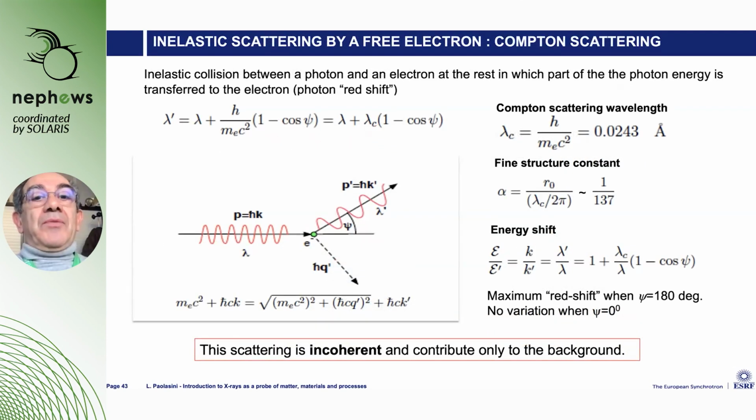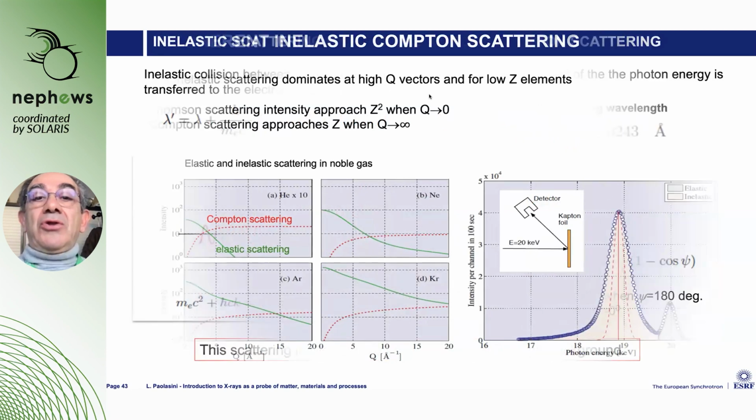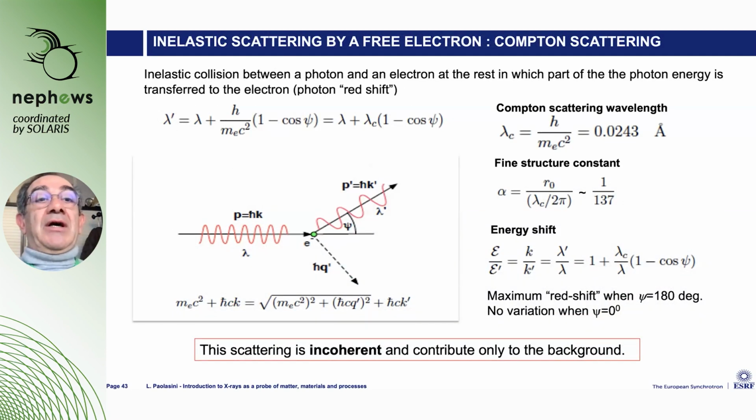The second important interaction between X-ray and electron, the free electron, is the inelastic scattering, also called Compton scattering. This scattering does not produce any interference effect. It's due to the inelastic collision between a photon and the electron. The photon loses energy, and so the wavelength of the photon increases. We have a redshift, and the electron acquires some kinetic energy.